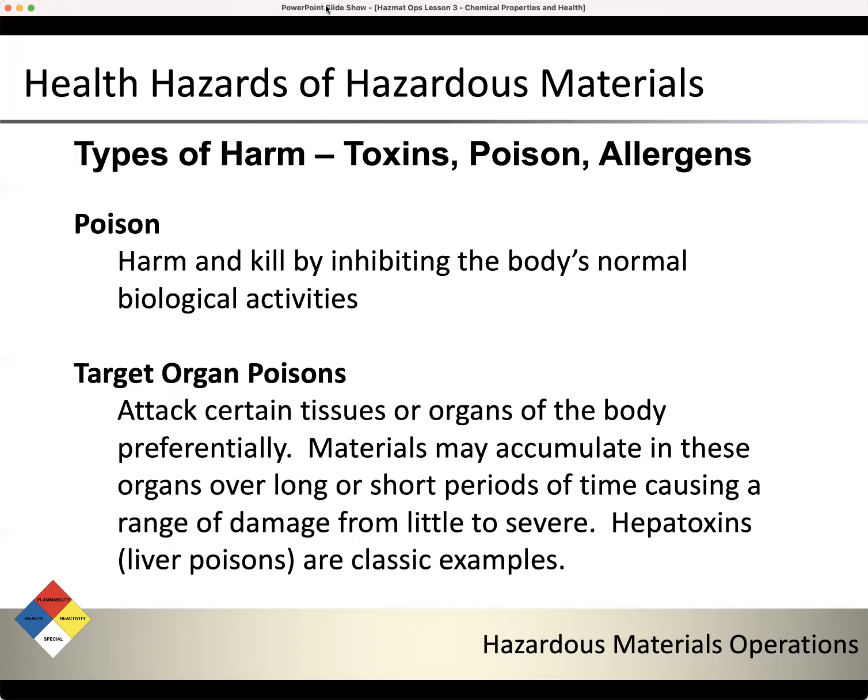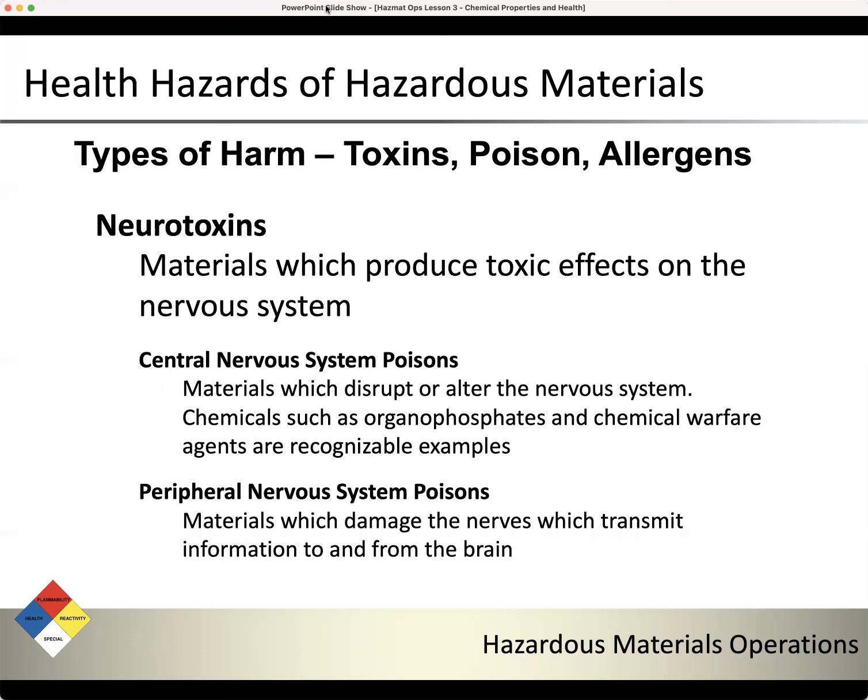Poison can harm or kill, inhibiting the body's normal biological activities. There's also target organ poisons. They attack certain tissues or organs of the body. It can also accumulate in these organs for over long or short periods of time, causing a range of damage from little to severe. For example, hepatotoxins or liver poisons are classic examples. Neurotoxins, these are materials which produce toxic effects on the central nervous system.